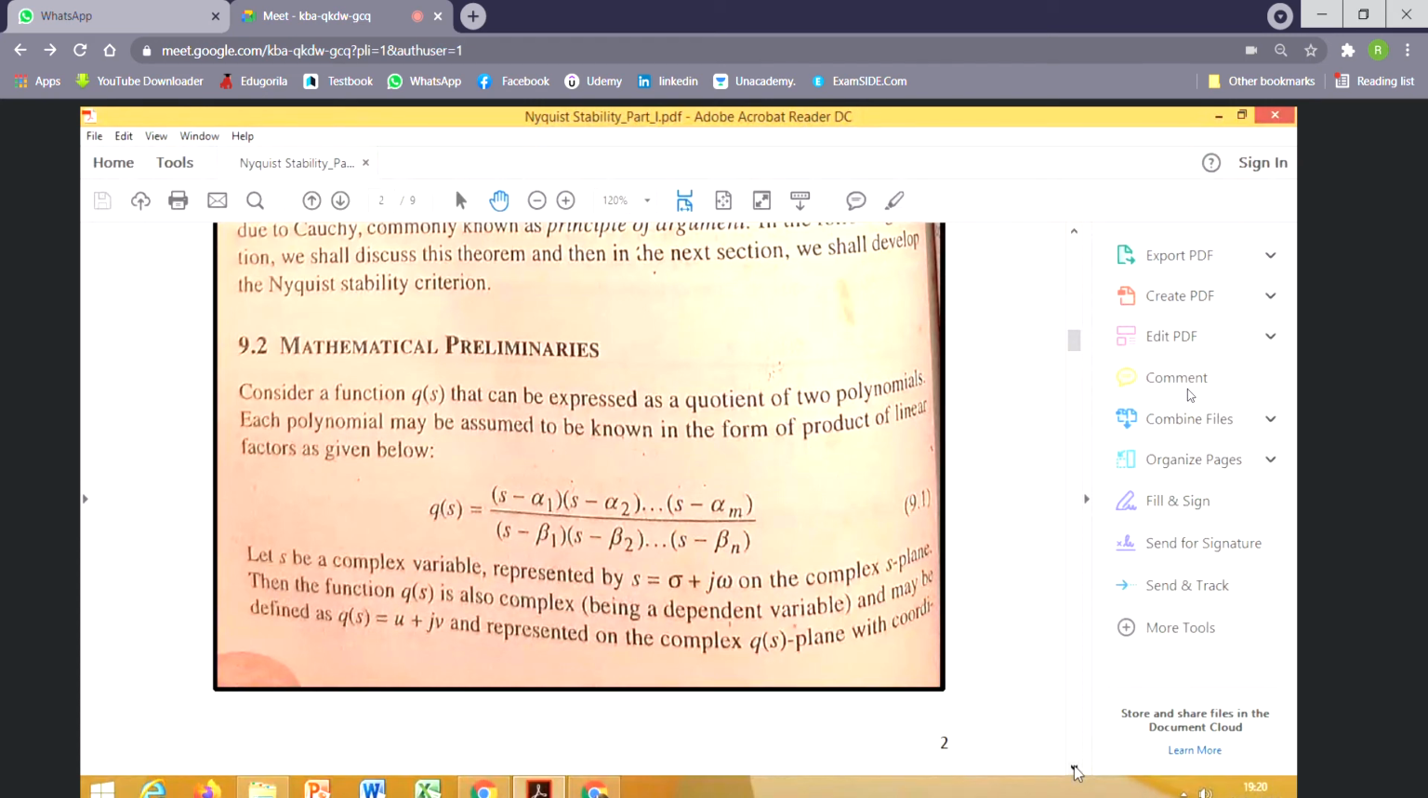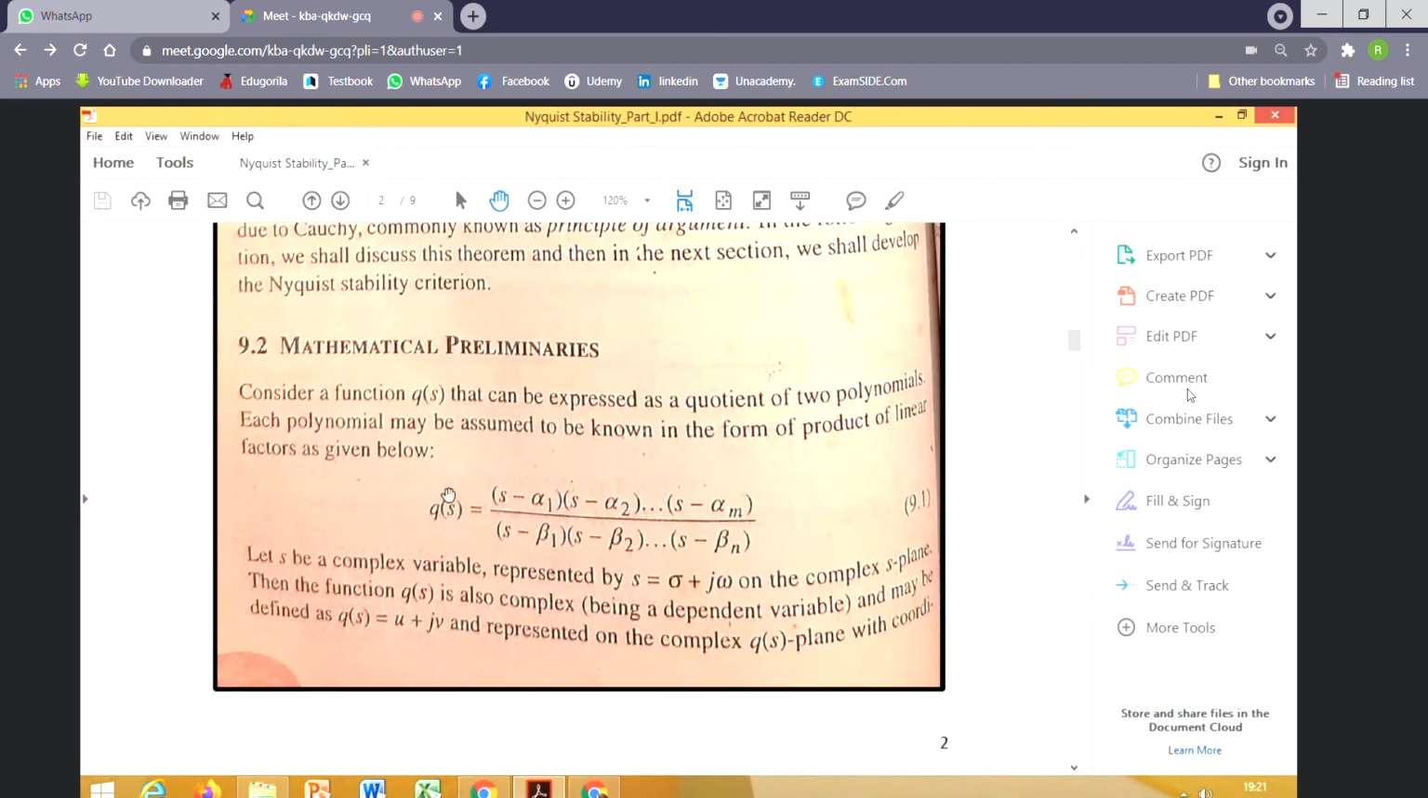Now let's consider a function Q(s), which is a function of s, where s is our complex variable given by sigma plus j omega. So s is complex and Q(s) is a function of s. In this case, this Q(s) is not the characteristic equation. It's not at all the characteristic equation of a system. Q(s) is any arbitrary function. Instead of writing it as Q(s), we could have written it as B(s) or C(s). This is only a function of the complex variable s.